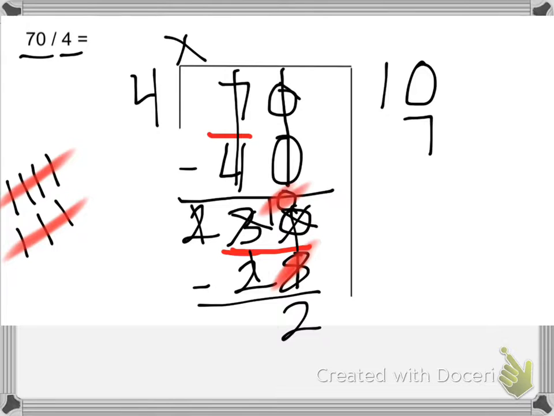And again, I'm going to ask myself, can 4 go into 2? No, it can't because 4 is bigger than 2. Okay, so then that 2 becomes my remainder. I'm going to circle it so I don't forget about it later.